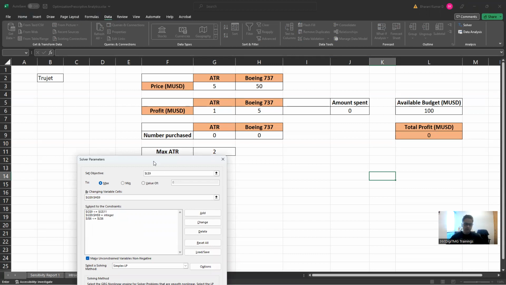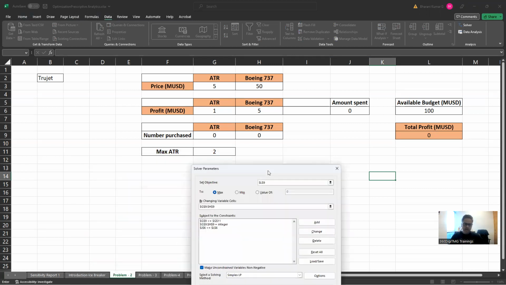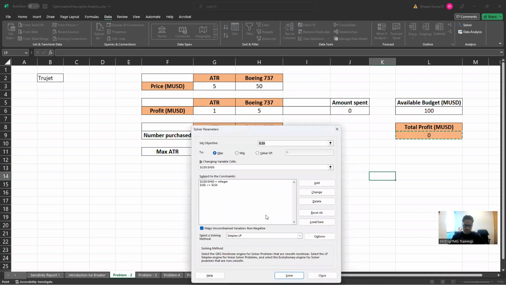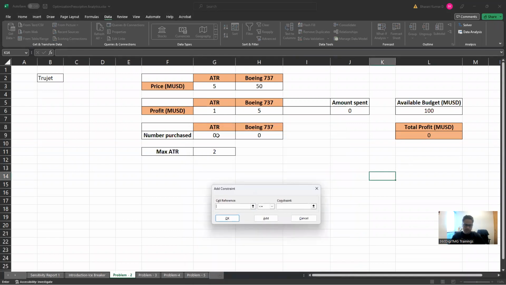And then there are constraints that you need to add. The first constraint, which is already added, by clicking on Add, you can add the constraints. The first constraint that is already added is your G9, that is the number of ATR aircraft that you purchase, should not exceed the maximum ATR. So this value should be less than or equal to this. If I remove that and add the constraint back, the constraint is that this value should be less than or equal to this number. Let me click on OK.